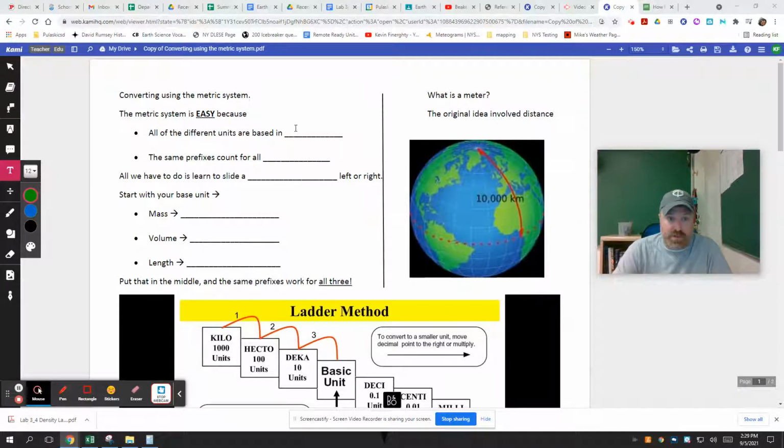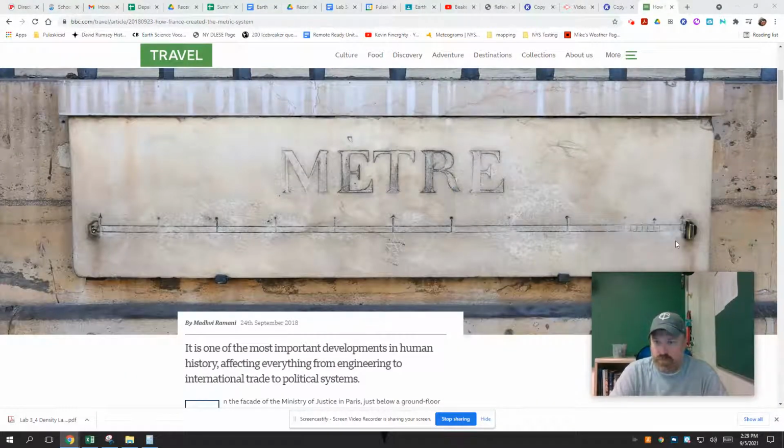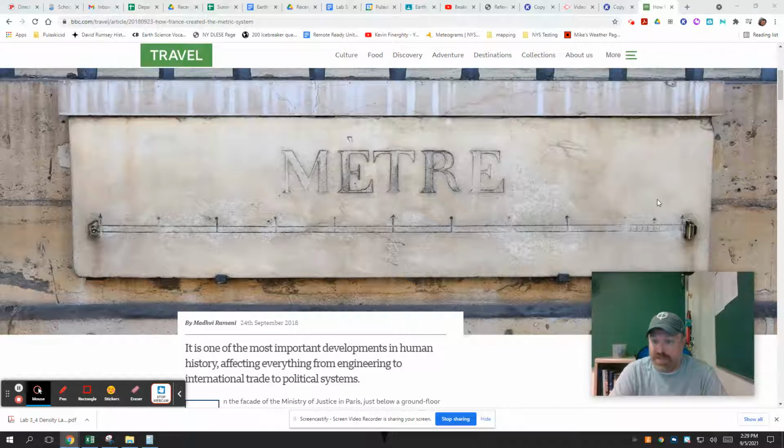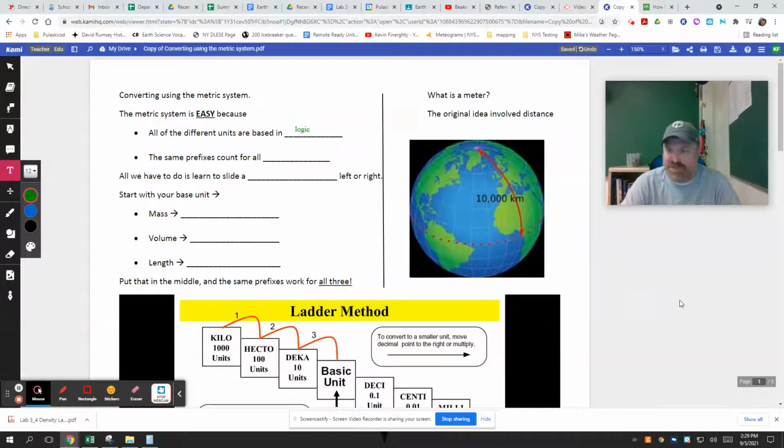So all of the different units are, this may sound strange to say, based in logic. And this was actually the root of it, that the distance from the pole to the equator would be what they defined as 10,000 kilometers, and then break it down from there. And here's one of the old, cool, original lengths of the meter in France. And they've changed the definition of it, but not really in essence. If you become a physicist that gets way into this, there's different ways to be super technical about how you define all these, but we're going to keep it simple here in our science.